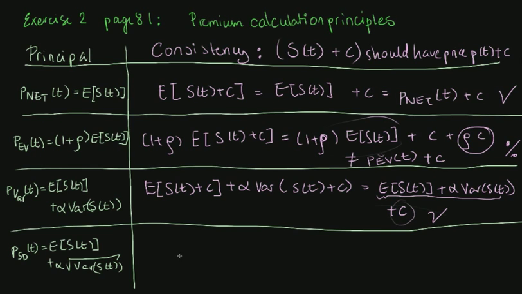And in exactly the same way, we can conclude that the standard deviation principle also satisfies consistency. It would just be a square root that we add on top of the variance term. So there we have it. Out of the 4 principles, only the expected value principle does not satisfy consistency.